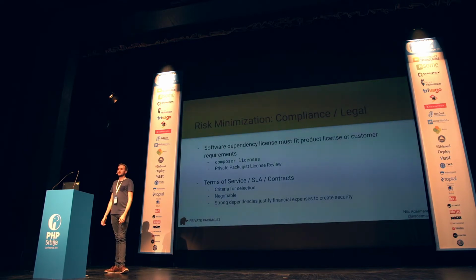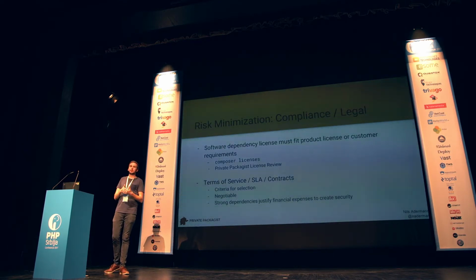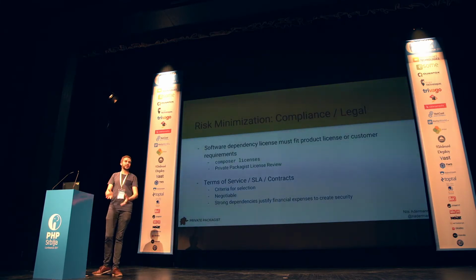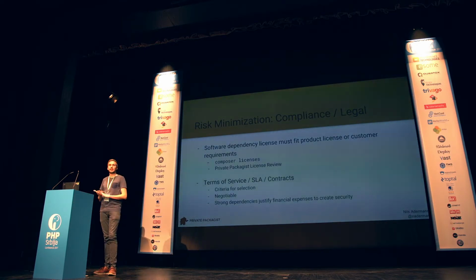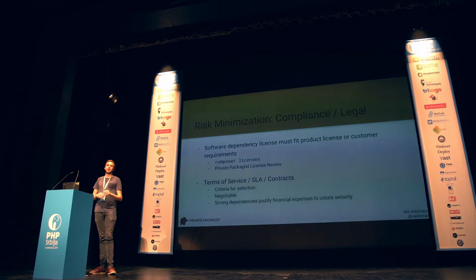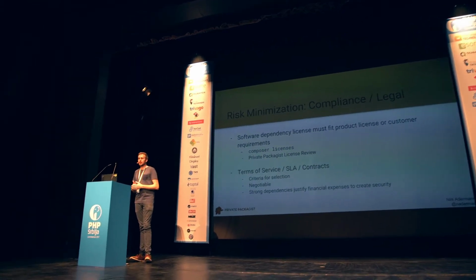With software dependencies, it's really mostly about the licenses, so you can run Composer licenses, which is part of the command line that lists all the licenses in your project, so you can go through and analyze which of those you are actually allowed to use. Private Packages has a tool that does this across the entire organization that you're using in there, called License Review.